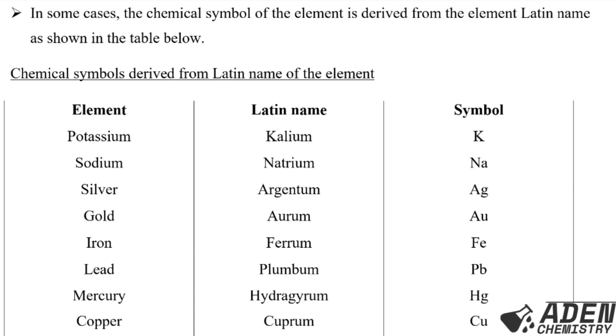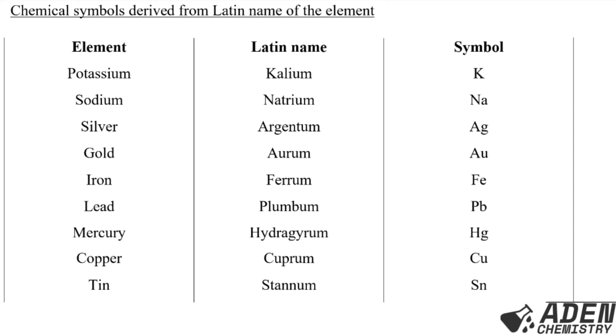Next we are seeing that in some cases the chemical symbol of the element is derived from the element's Latin name as shown in the table below. We start with the first element, potassium. Its chemical symbol is K and it's derived from its Latin name called kalium. You see kalium begins with K. So the chemical symbol is derived from the Latin name.